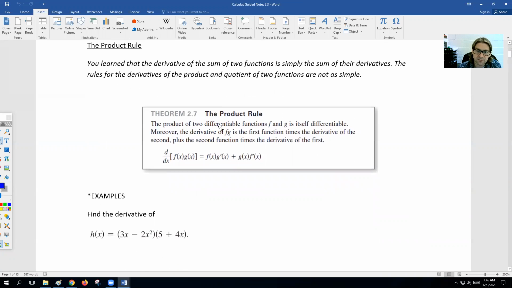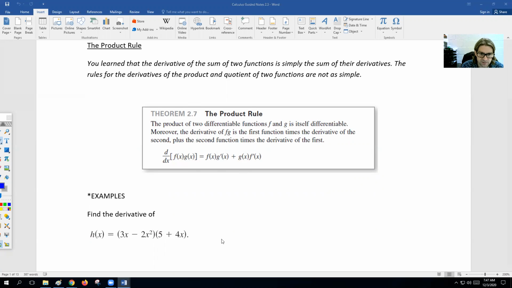So the product of two differentiable functions, f and g, is itself differentiable, meaning we can take the derivative of it. Moreover, the derivative of f times g is the first function times the derivative of the second, plus the second function times the derivative of the first. So the derivative of f of x times g of x is f of x times g prime of x plus g of x times f prime of x.